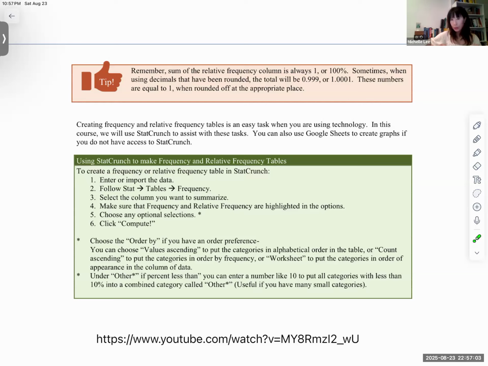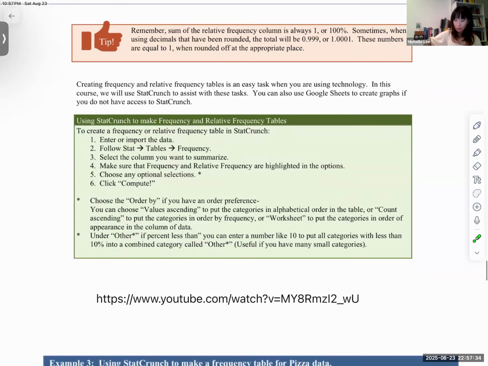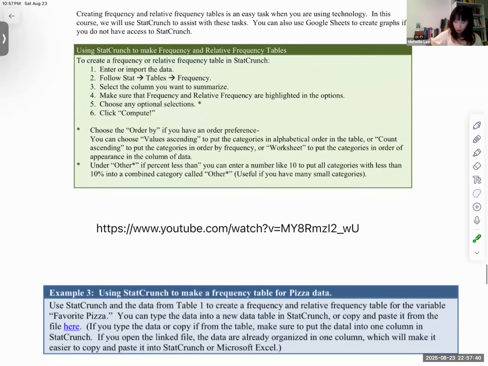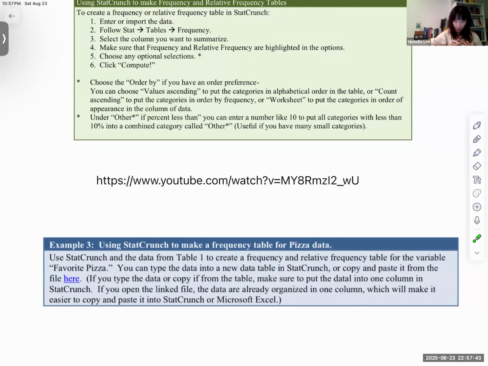Now I want to show you how to use your StatCrunch. So in this course, I'm going to show you all the time by hand first, and then I'm going to show you how to use StatCrunch. I just showed you how to do frequency and relative frequency by hand. Now I'm going to show you StatCrunch. Here is the instruction on how to use StatCrunch. Also there is a video. Yeah, I made one. So you can click and watch that video too.